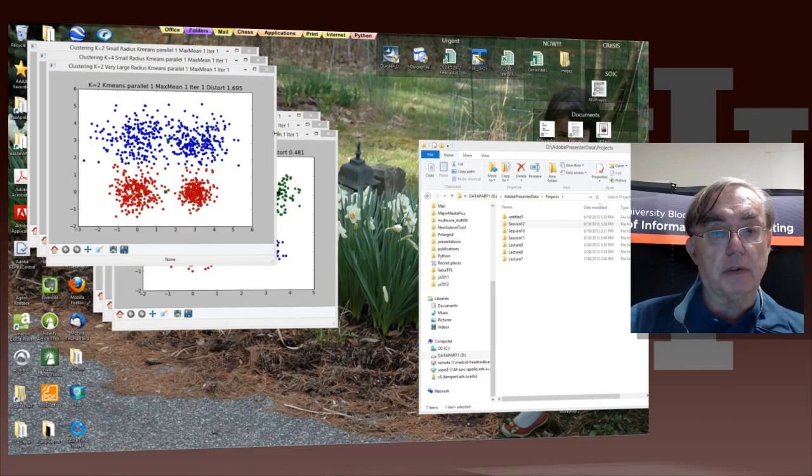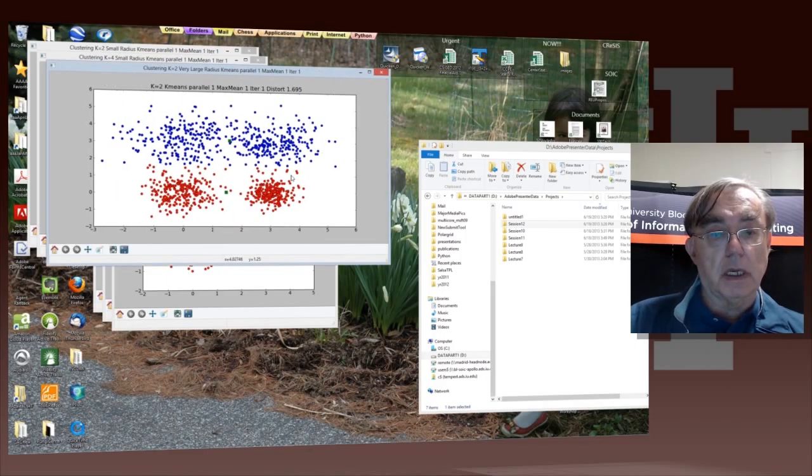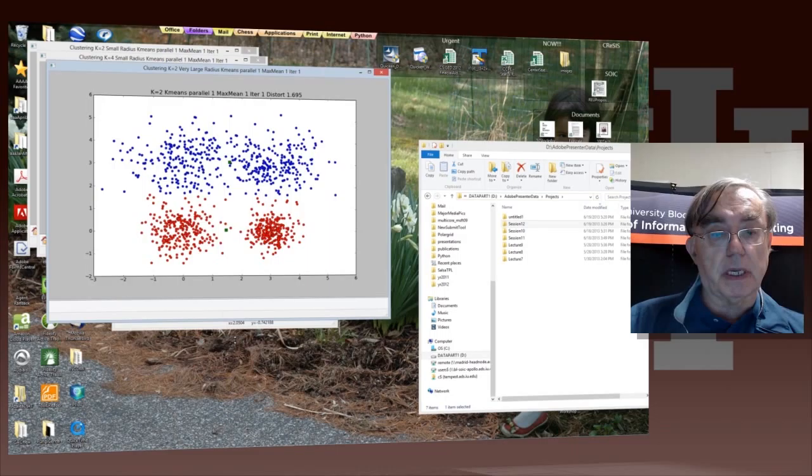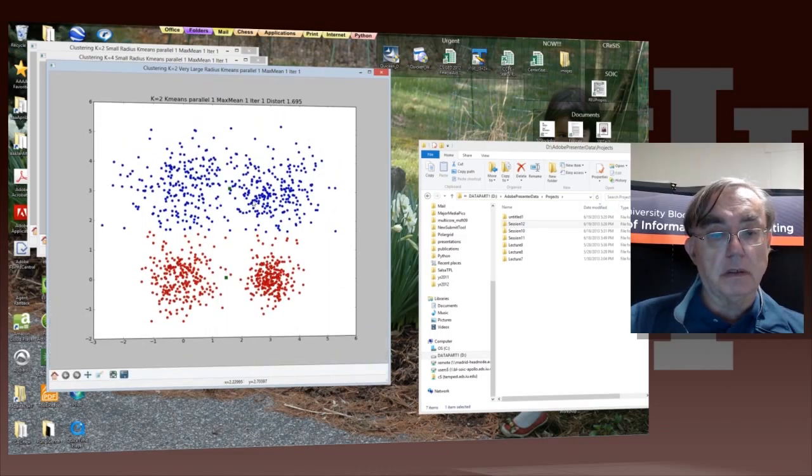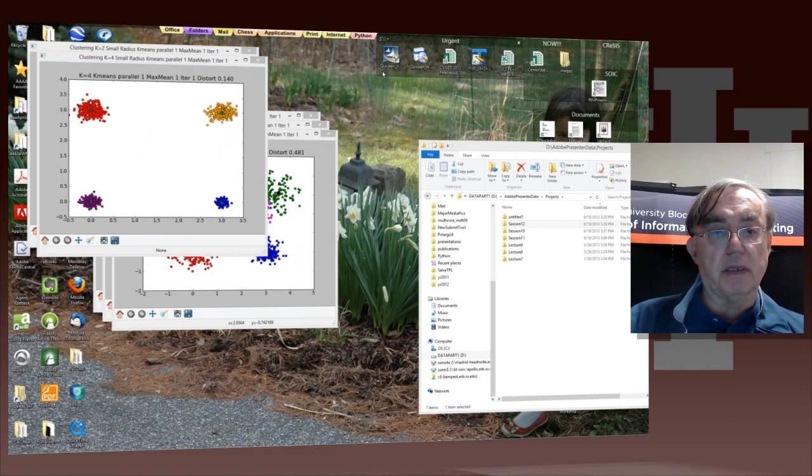Now we have k equals 2. Again, this one looks pretty normal. We join these two generated clusters into one found cluster. These 2 generated clusters are another found cluster. So that's what you'd expect for near the minimum.